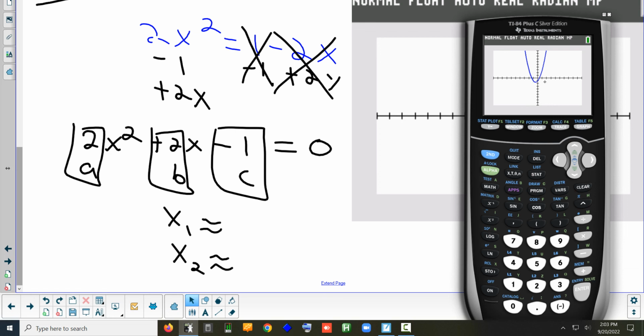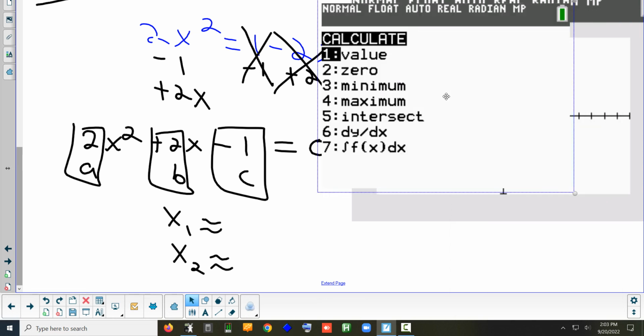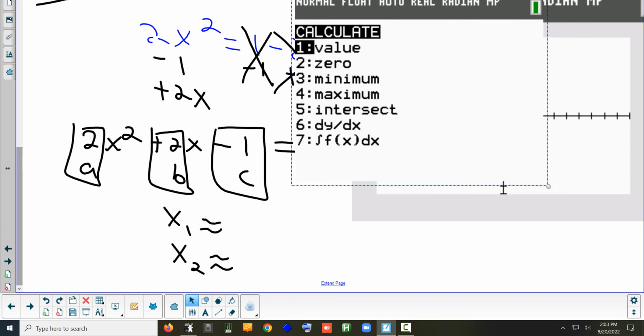Where it crosses is called the x-intercept. But what was another name for it besides the x-intercept? Yep, the roots, and another name? The zeros. If you press second calc, there is an option there that will calculate what we want. Which option do you think it is? Yeah, option 2. It's going to calculate a zero.